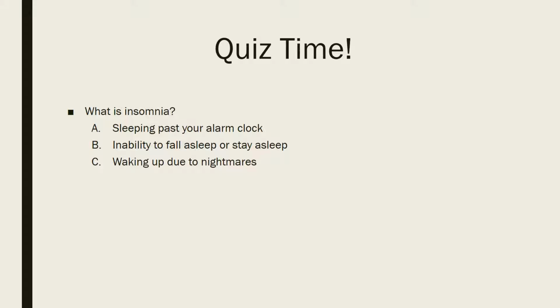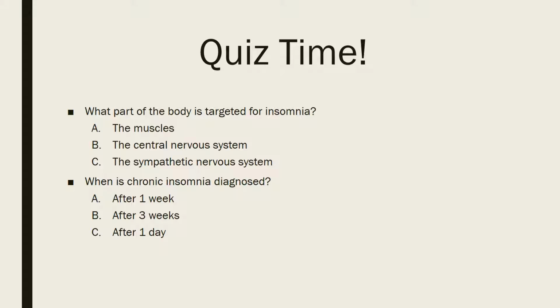Number 2, what part of the body is targeted for insomnia? Is it A, the muscles, B, the central nervous system, or C, the sympathetic nervous system? Number 3, when is chronic insomnia diagnosed? Is it A, after 1 week, B, after 3 weeks, or C, after 1 day?